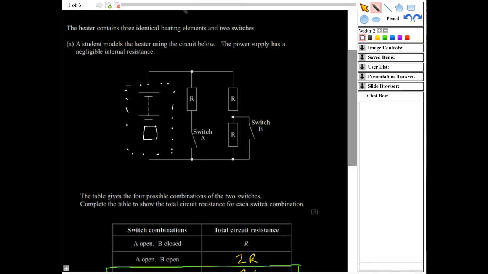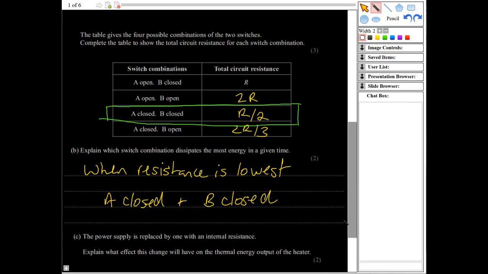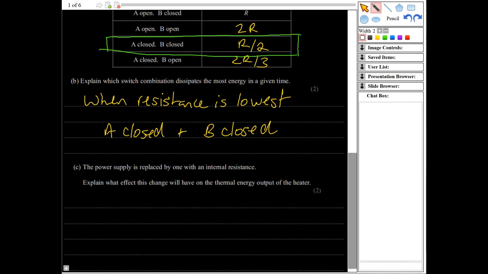So because of that internal resistance there, what would happen is our supply voltage would be lower than it was previously. Therefore, our supply voltage would be lower. Our current would also be lower, and so the power usage would be lower across the board. So it says, right, power supply is replaced by one with an internal resistance. Explain what effect the change would have on the thermal energy output of the heater.